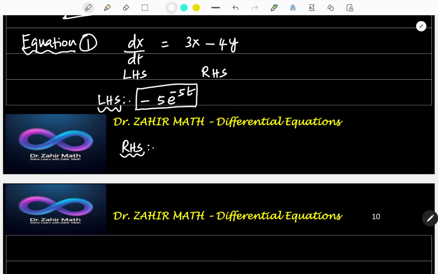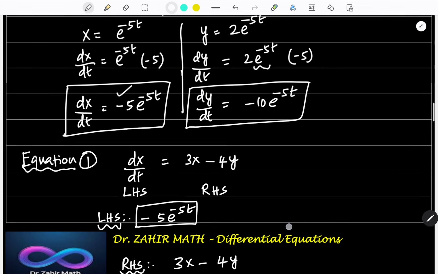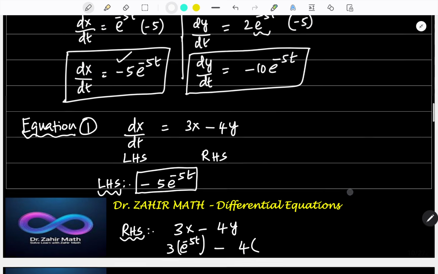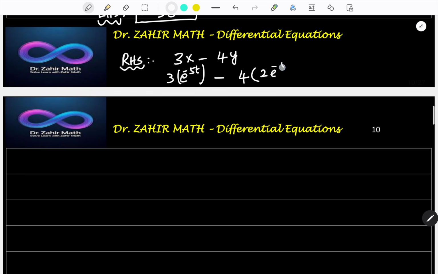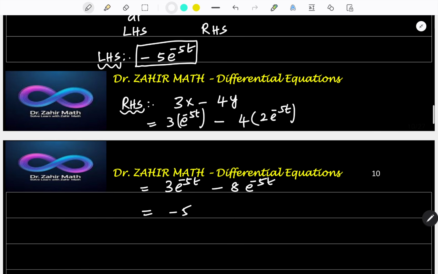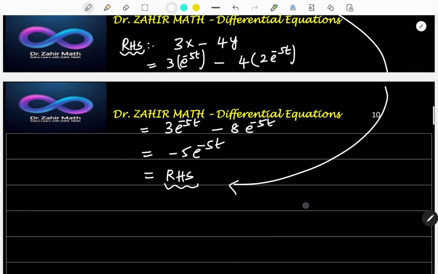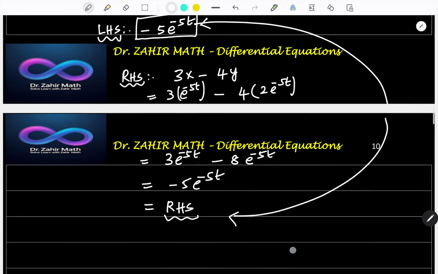Right hand side I need to check. What is the right hand side? 3x minus 4y. So 3 times your x, which is e power minus 5t, minus 4 times your y, which is 2 times e power minus 5t. So 3 e power minus 5t minus 8 e power minus 5t. This is equal to 3 minus 8, which is minus 5 times e power minus 5t. So this is going to become our right hand side. Check, left hand side is equal to right hand side. Of course, yes. But this is only for the first equation.